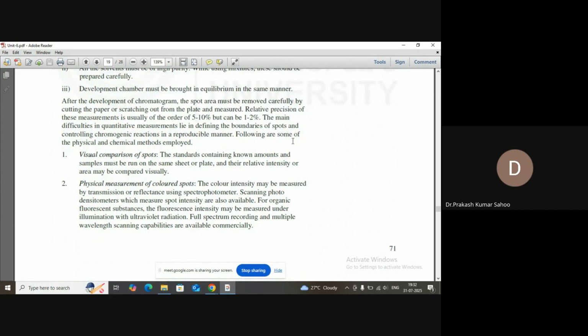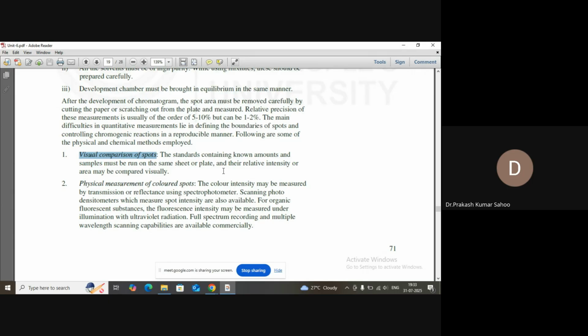After that, some physical and chemical methods are also employed. That is the visual comparison by comparison of spots. So standards containing a known amount and samples must be run on the same sheet, and their relative intensity or area will be compared visually.